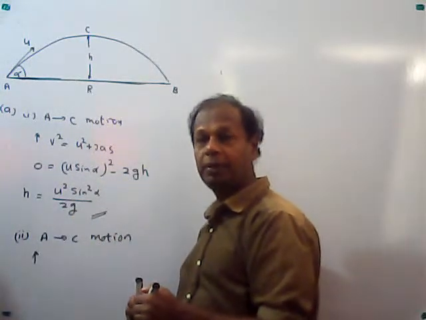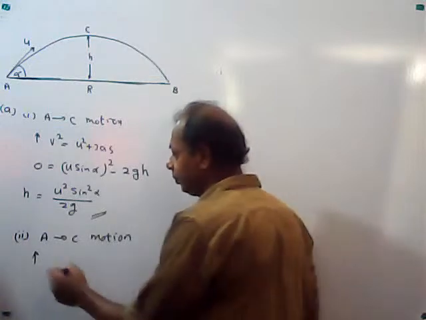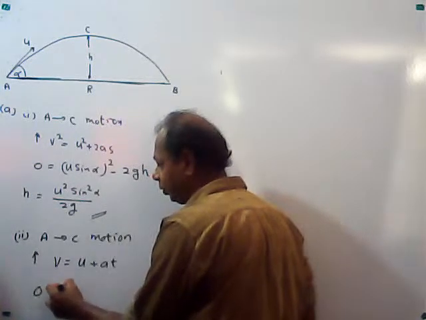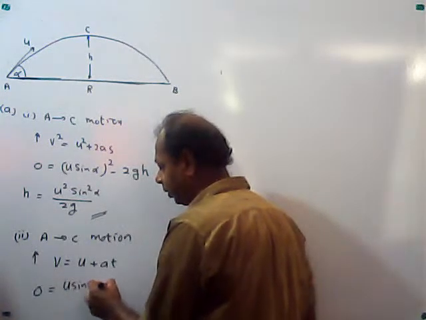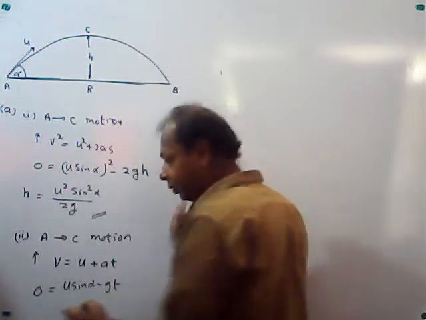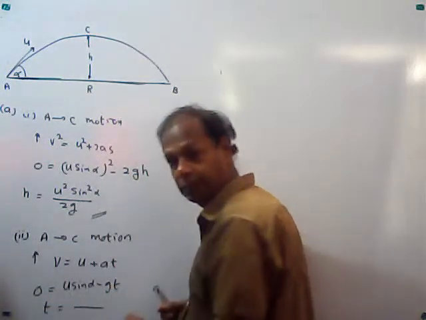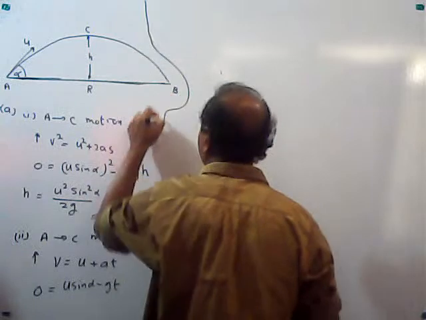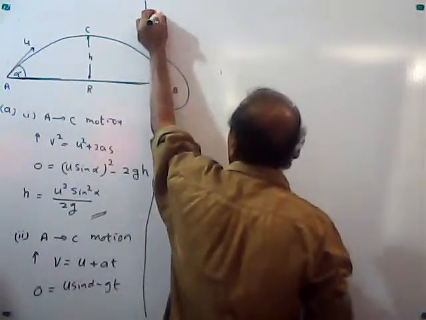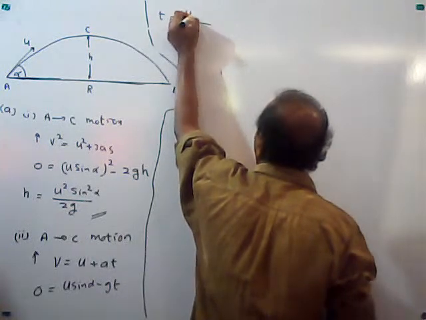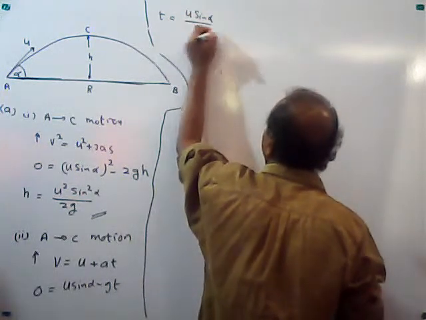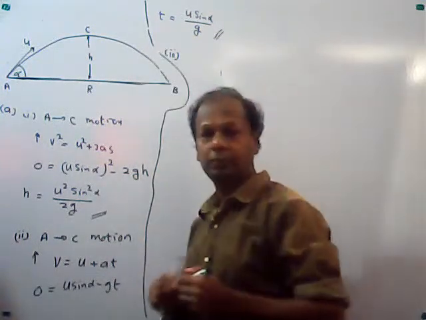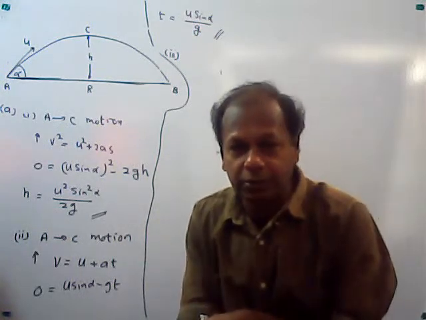Find t. So we will apply v equals u plus at. v is 0, u is u sine alpha, minus gt. So this gives t equals u sin alpha over g. So that's the answer for part two.